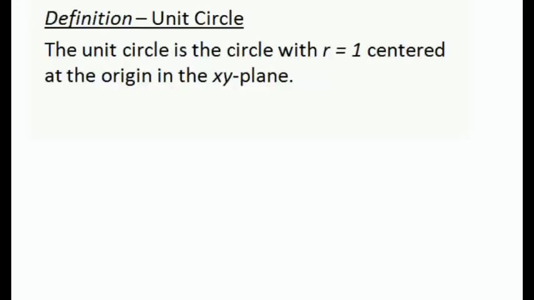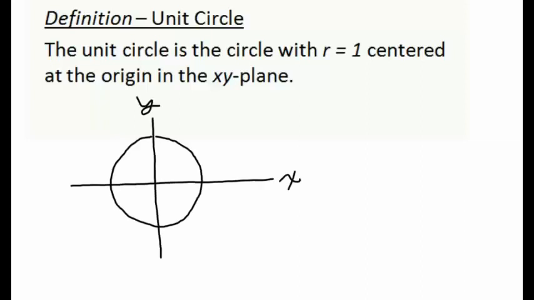Let's go ahead and define the unit circle first. The unit circle is the circle with a radius of 1 centered at the origin in the xy plane. So we could picture a circle here in the xy plane where the distance from the origin point outwards is a distance of 1. So here our radius is equal to 1 unit.